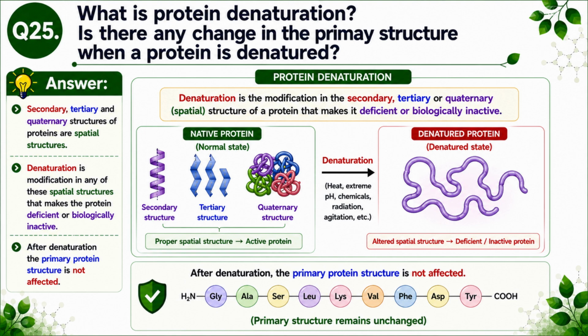Question number 25. What is protein denaturation? Is there any change in the primary structure when a protein is denatured? Answer. Secondary, tertiary and quaternary structures of proteins are spatial structures. Denaturation is modification in any of these spatial structures that makes the protein deficient or biologically inactive. After denaturation, the primary protein structure is not affected.